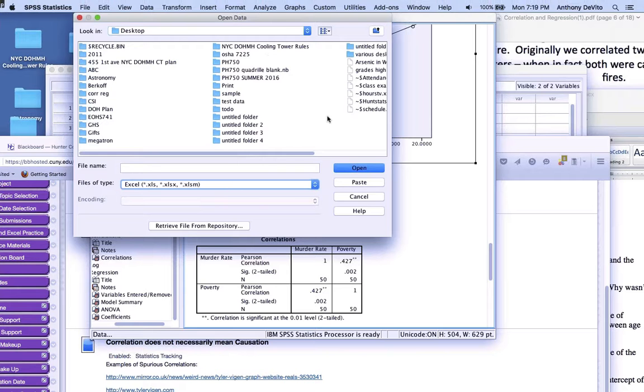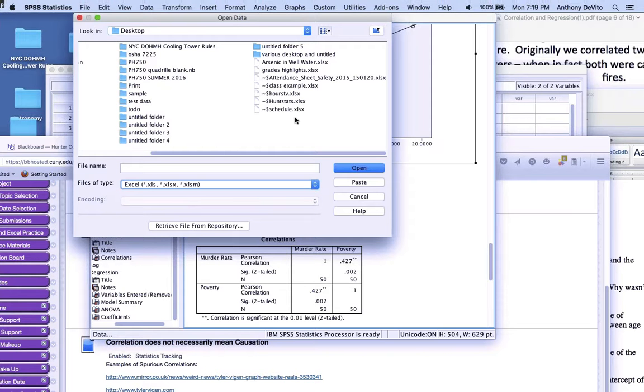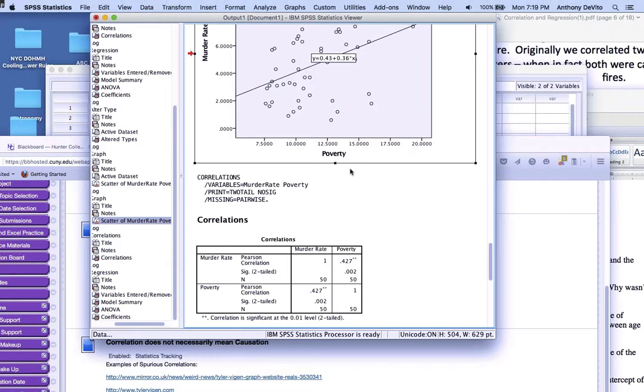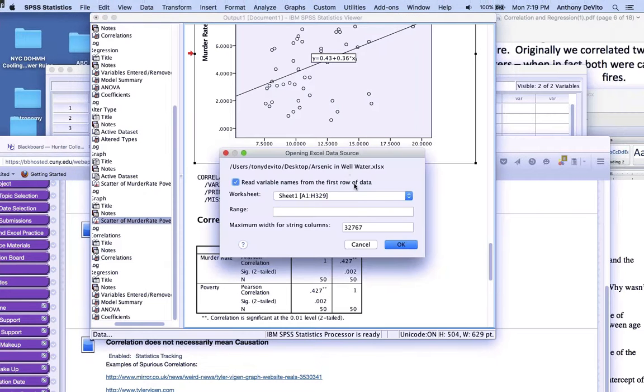Okay, and sure enough, now I can see, in addition to the SPSS files, I can also see the other files. One of them is arsenic and well water. I'm going to click on that and say open. And it shows me that there is data between A1 and H329. There's a lot of data in this file, apparently.